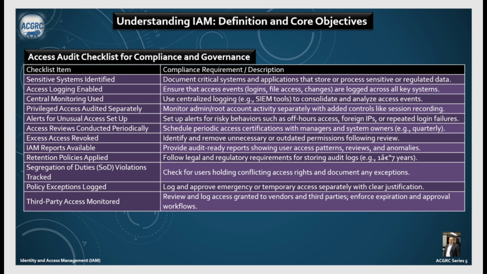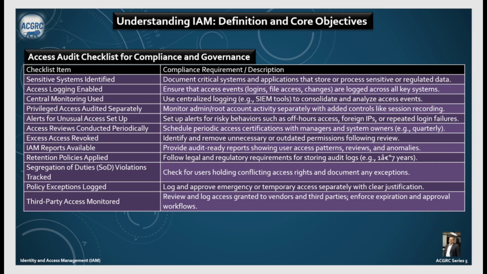Let's look at the audit checklist for compliance again. Sensitive data should be identified, documented. Access or login should be enabled. Ensure that access events are logged across all key systems. Use your centralized logging. Monitor admin or root accounts. Set up alerts for risky behavior such as off-hours, foreign IPs, repeated login failures.